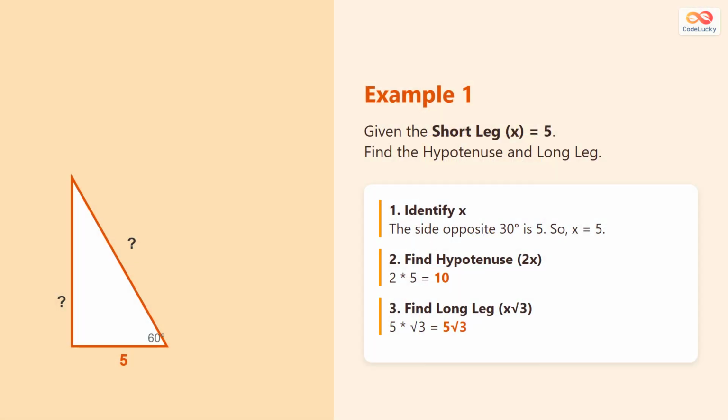Let's try a practice problem. Suppose you are given the shortest side, opposite the 30-degree angle, and it has a length of 5. To find the hypotenuse, simply double it to get 10. To find the long leg, multiply by the square root of 3 to get 5 root 3.